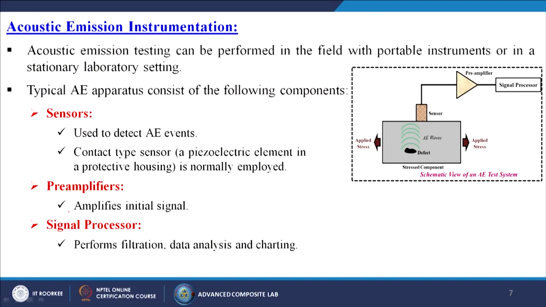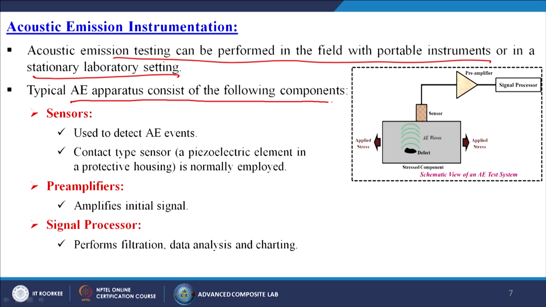Acoustic emission instrumentation. Acoustic emission techniques can be performed in the field with portable instruments or in stationary laboratory settings. A typical AE apparatus consists of the following components. One is called the sensors, used to detect the AE events. For contact type sensors, a piezoelectric element in a protective housing is normally employed.